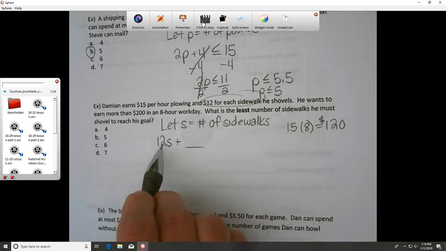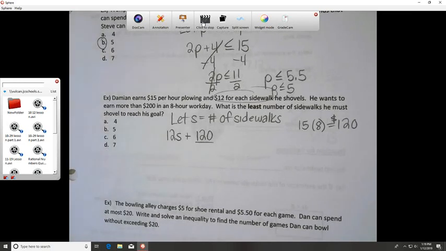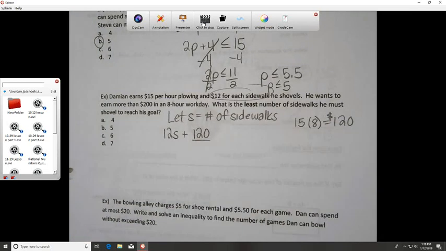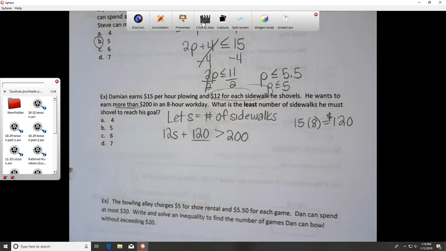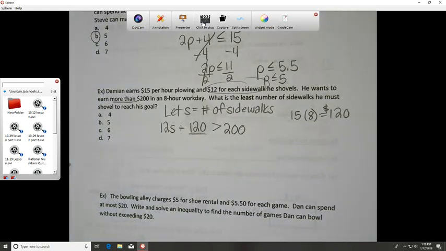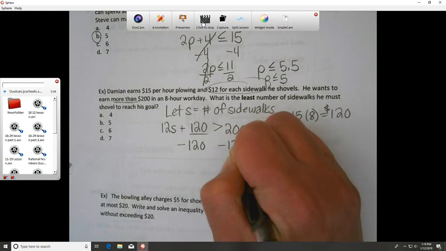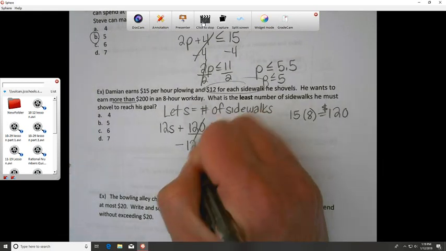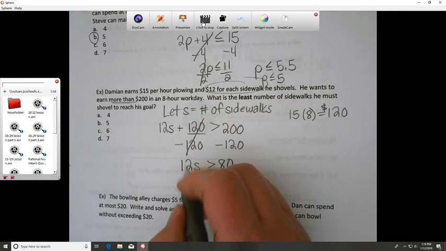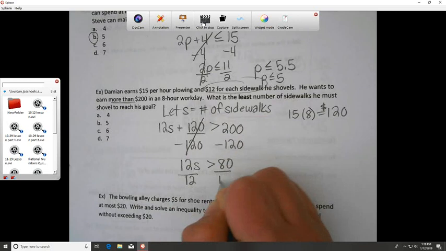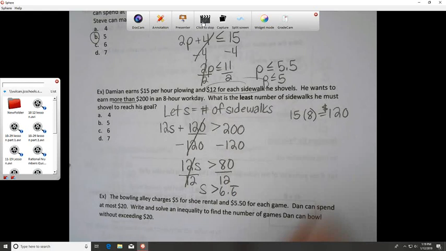So he's making $12 for each sidewalk, plus he's making $120 for that day, and it says he wants to earn more than $200. So that has to be greater than 200. All right, and then again, I'm going to solve this. So I'm going to subtract 120 from both sides. Those are going to cancel, so I'll get 12S is greater than 80. All right, and then I'm just going to divide both sides by 12. So I end up with S is greater than 6.6 repeating.